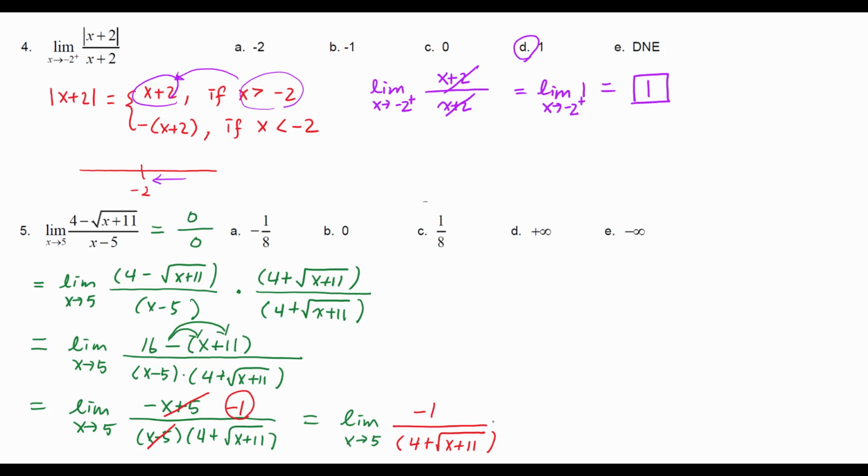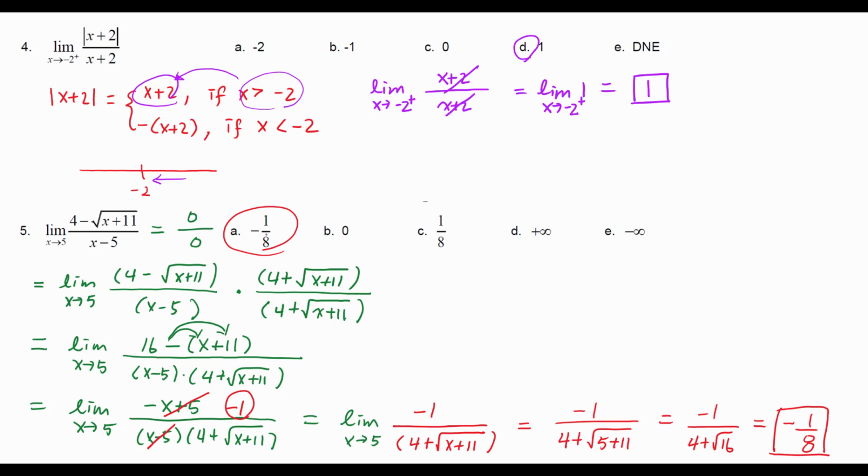So you have negative 1 over 4 plus radical quantity x plus 11. Now, you can plug in 5 for x. So you have negative 1 over 4 plus radical 5 plus 11, which is negative 1 over 4 plus radical 16. Radical 16 is 4, so you get negative 1 over 8. So we found our limit. And the answer will be A for this multiple choice.